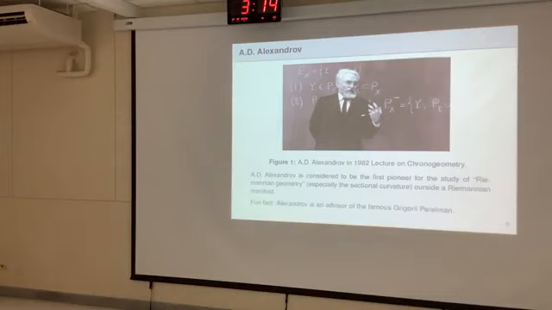Okay. And here is a fun fact about this person. Alexandrov was one of the advisors of the famous mathematician Grigori Perelman, if you know him. He was the one who rejected the Fields Medal and also the prize. And now he has disappeared.